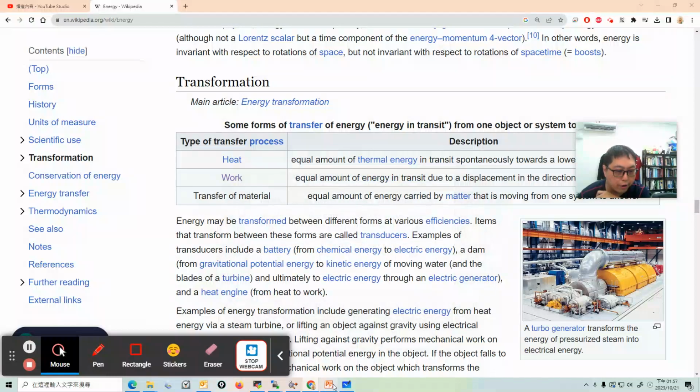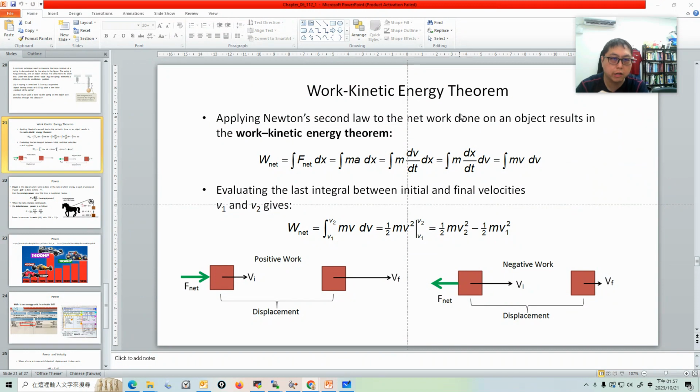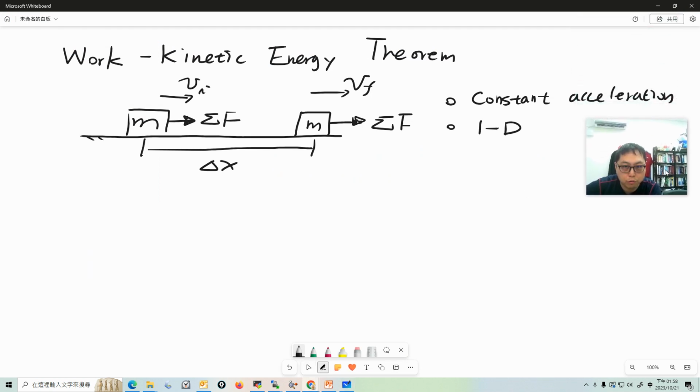Hello everyone. In this video, we are going to talk about the work kinetic energy theorem. In previous videos we introduced how to calculate the work, and then we were trying to relate the work to kinetic energy. In fact, there are many ways to prove the work kinetic energy theorem, but we just use a simple one first.